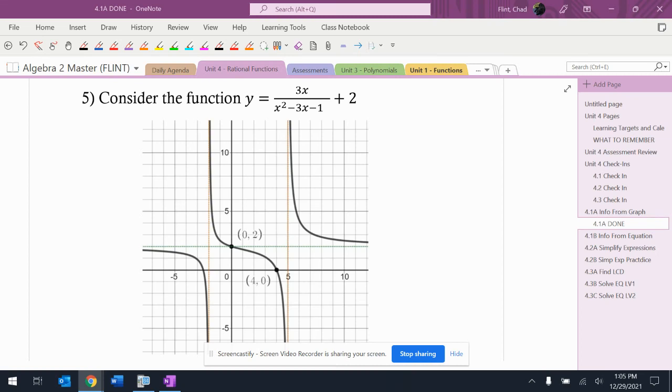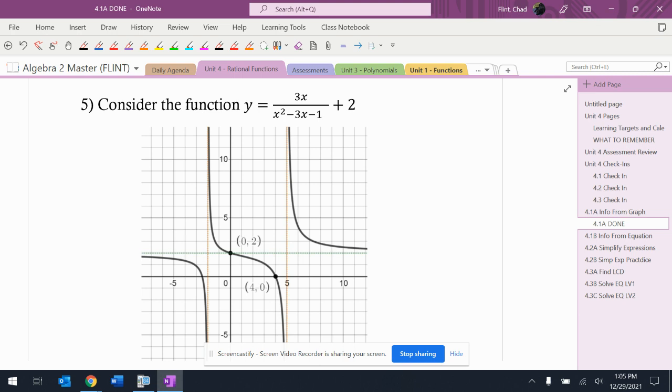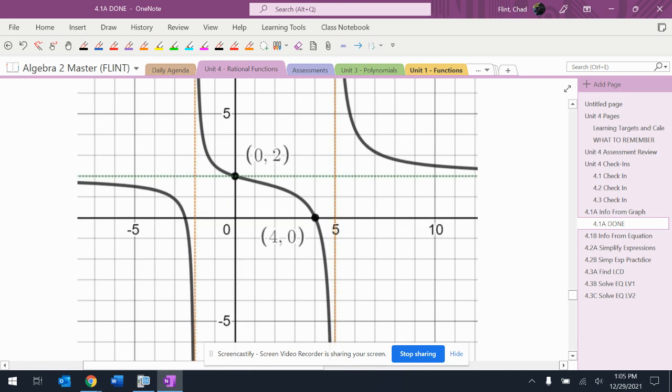All right, so I have y equals 3x over x squared minus 3x minus 1 plus 2, a slightly more complicated thing. You can see here it has a slightly different look to it than number 4 did. There still is a horizontal asymptote and 2 vertical asymptotes, but this one's different because it does actually pass through the horizontal asymptote in the middle section.